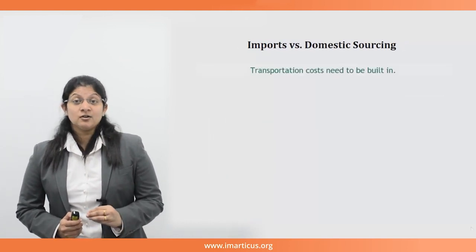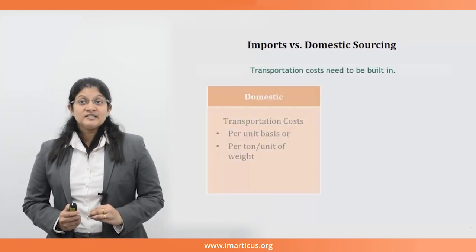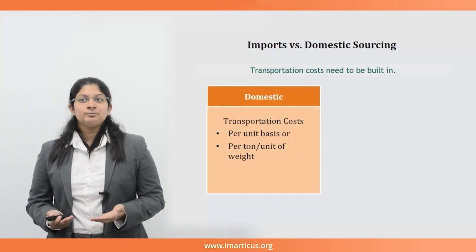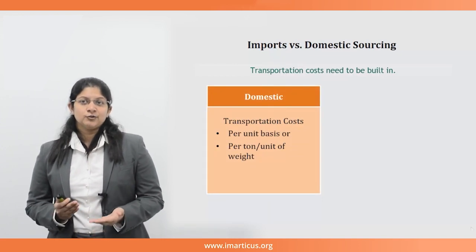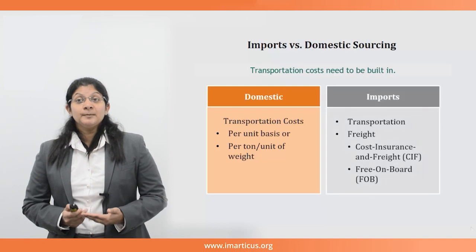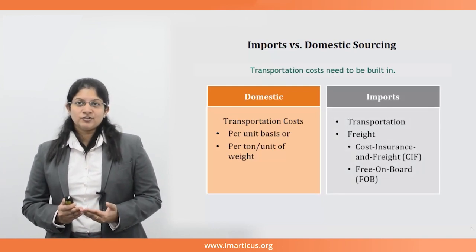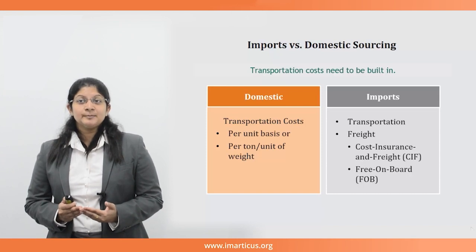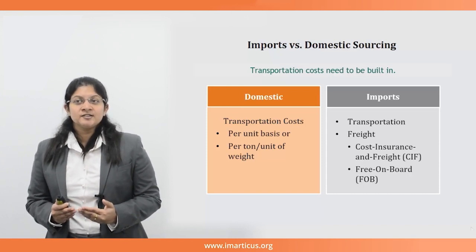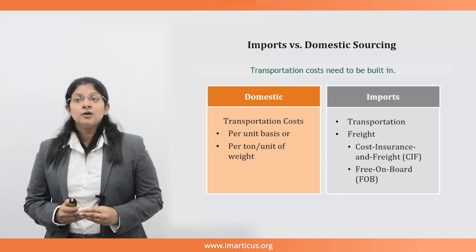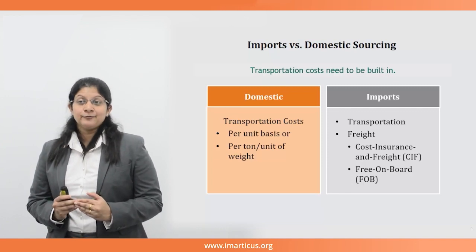Lastly, transportation costs need to be built in. For domestic sourcing, transportation costs may be on a per unit basis or per ton or unit of weight. For imports, you would need to consider the freight component in addition to ground transportation. Freight costs are represented as either cost, insurance and freight, or CIF, or free on board, that is FOB.